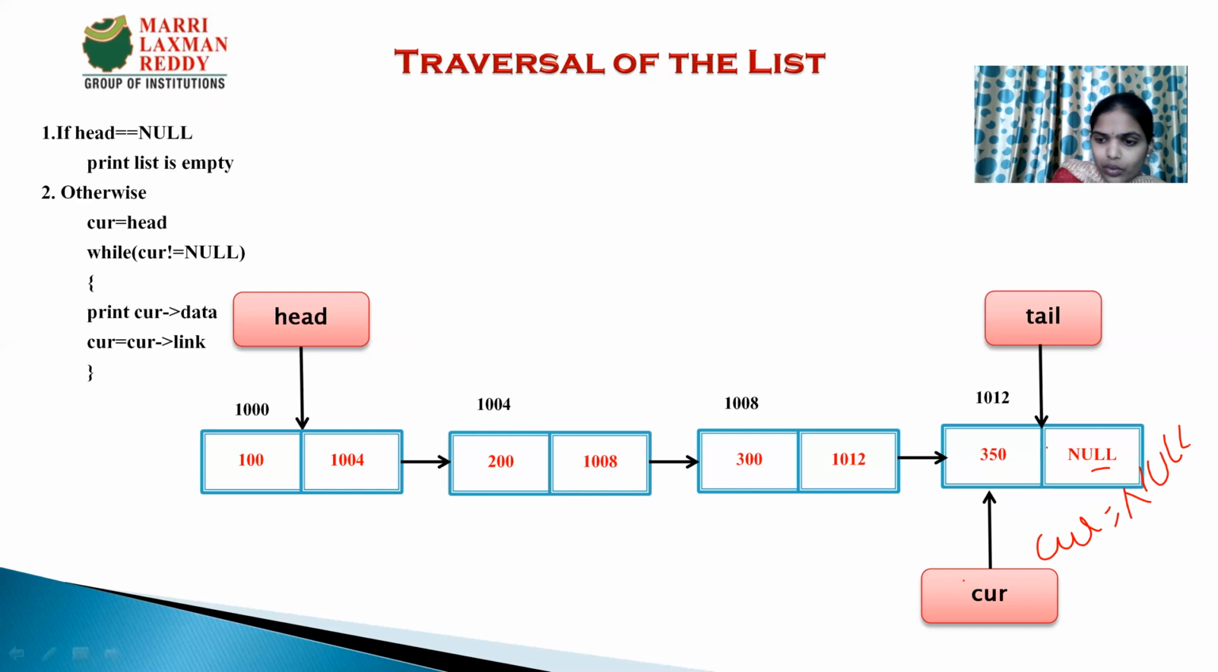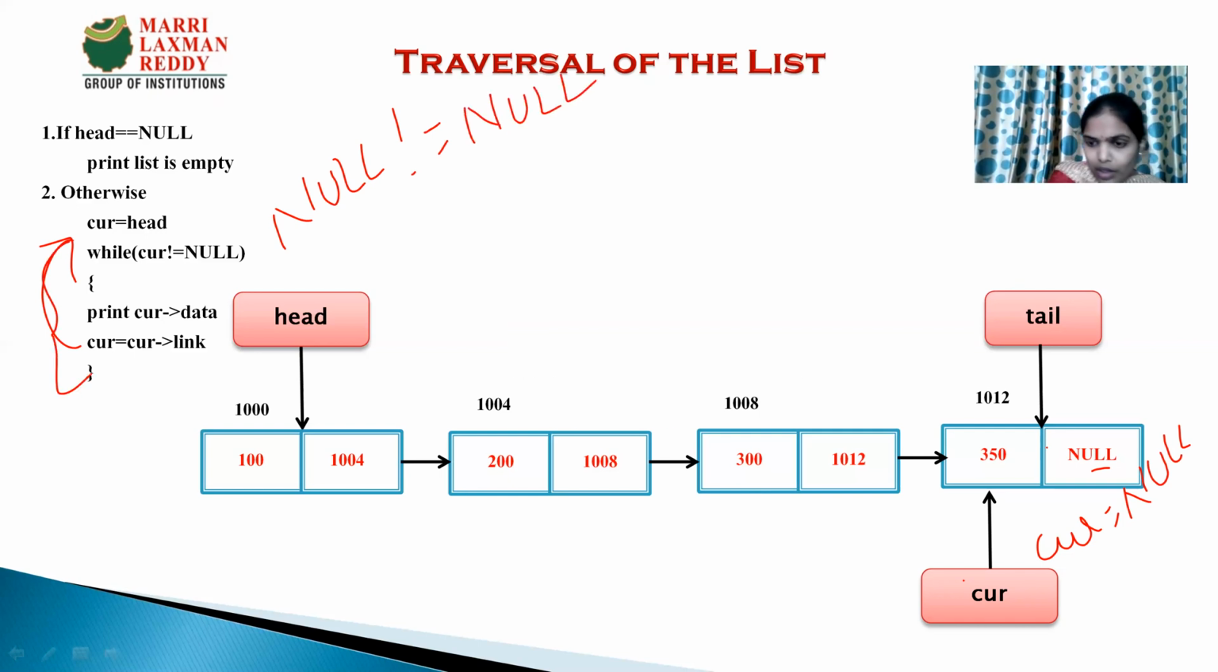So it checks the loop again. Null is not equal to null. It is a false statement, so it will exit from the while statement. After that, we have visited every node and printed all the data. This is how we can perform the traversal operation.